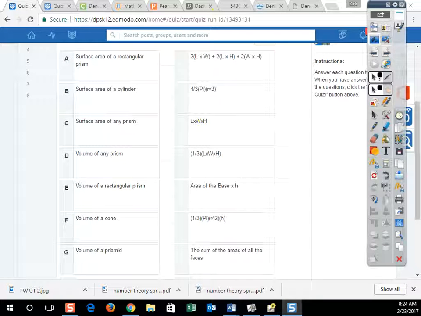So this is the unit test for filling and wrapping. First question, we're going through equations and stuff. So we've already established that the surface area of a rectangular prism is right here. So we're moving on to the next question. Surface area of a cylinder.